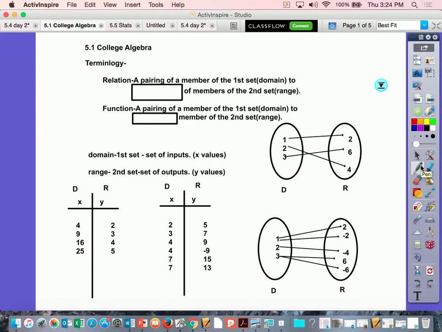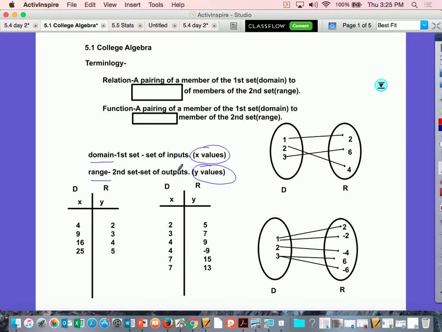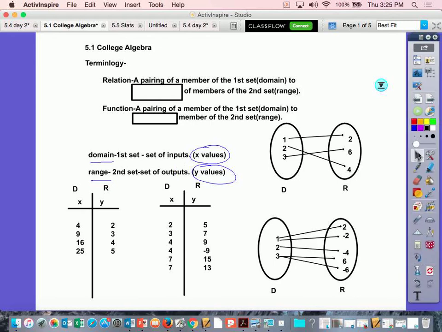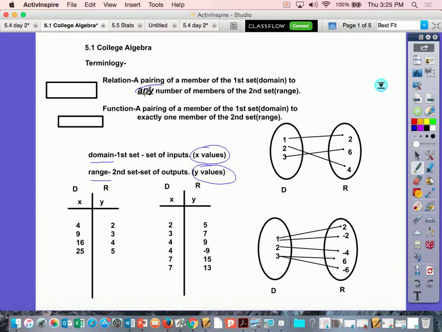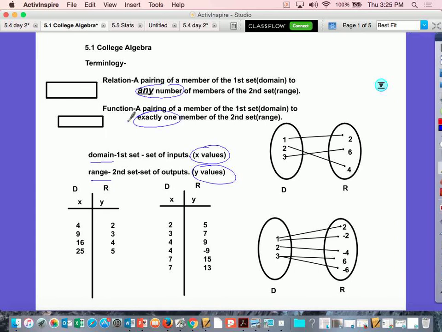Okay, so terminology. A relation versus a function. Notice that everything is the same up in here. Again, the domain is the inputted set, and the range is the output. The domain is the x values, and the range is the y values. So a relation is a pairing of a member of the first set to any number of members of the second set. And a function, exactly one. So let's look and see how that makes these things different.